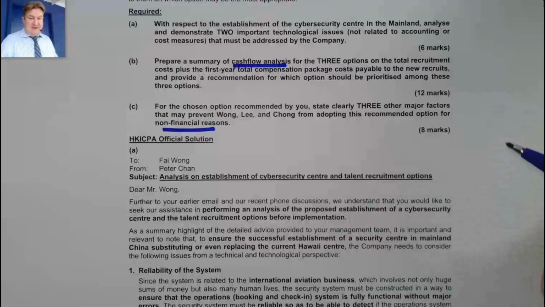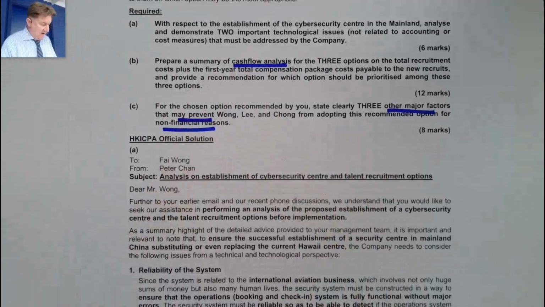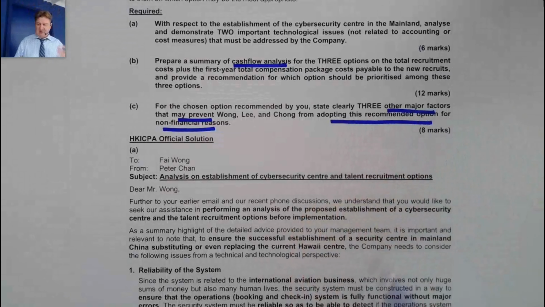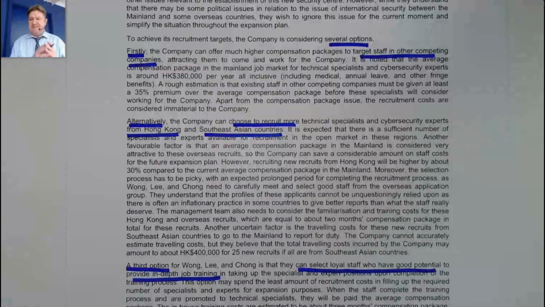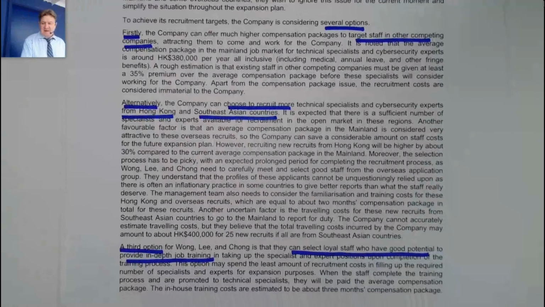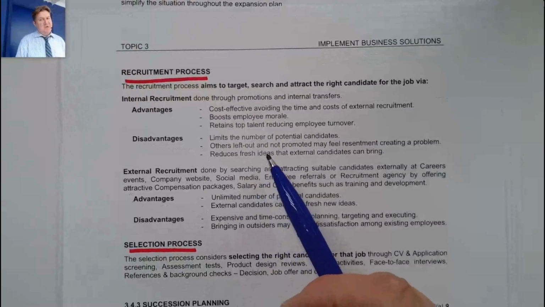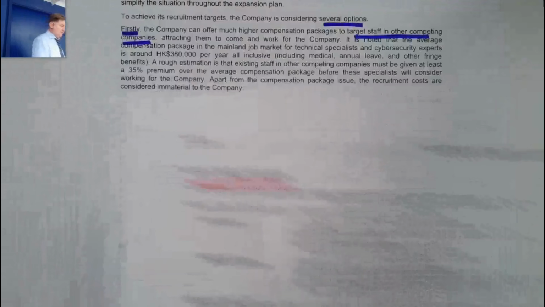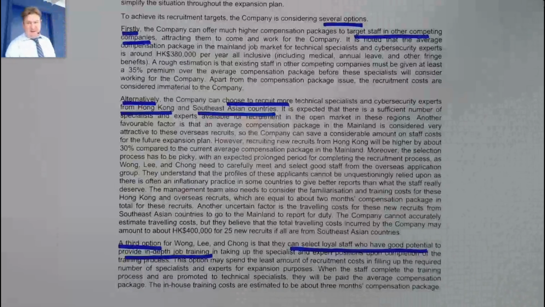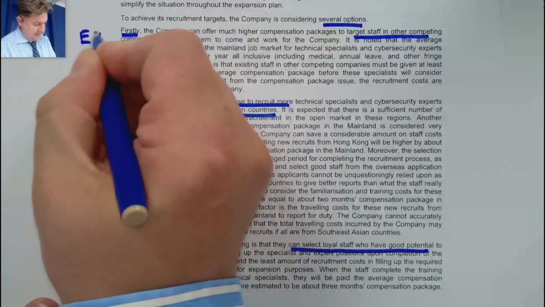So financial, I think, shouldn't be too bad, putting together some figures and numbers. But let's think about these major factors that may prevent. So this is problems of adopting a recommended option. You can see they're giving you a large scenario. So look to see, is there any specific problems in the scenario? If not, you can then start talking about general problems. Earlier we talked about internal problems and disadvantages, external recruitment problems and disadvantages. Because you can see the first option here is other competing companies. So that one would be external.